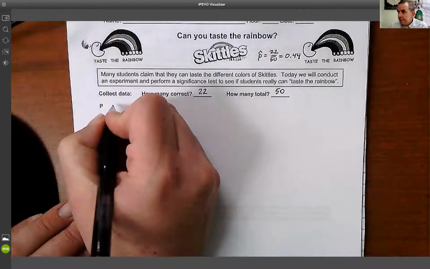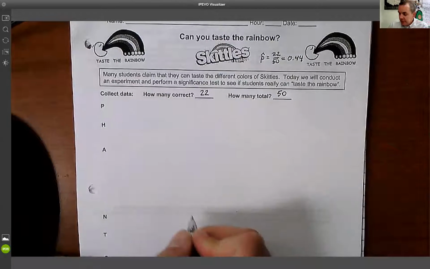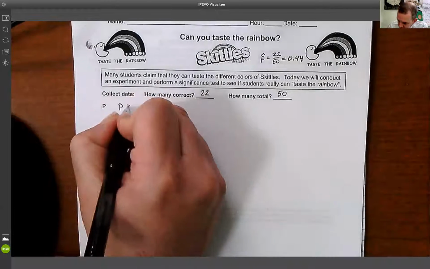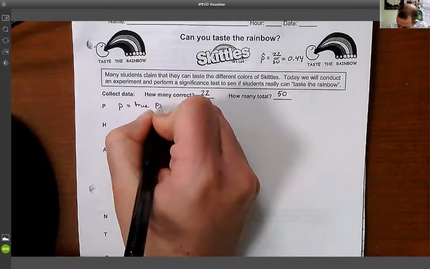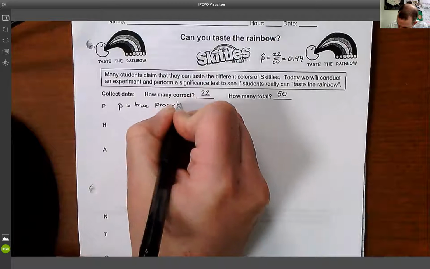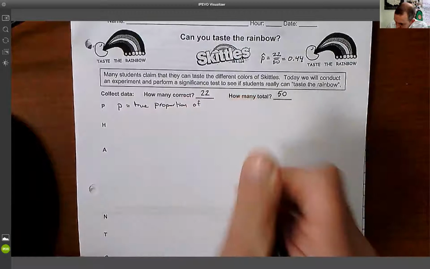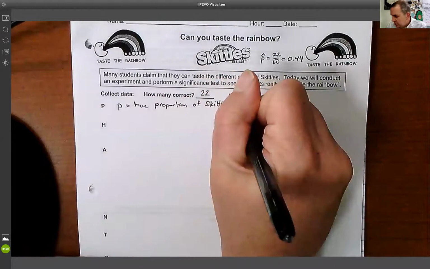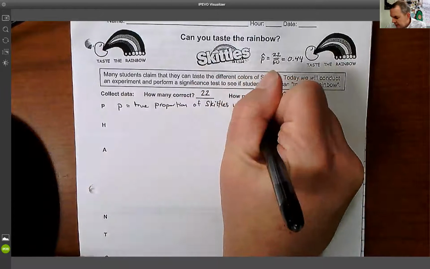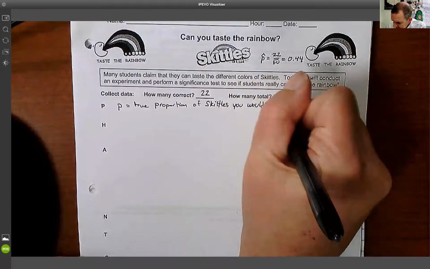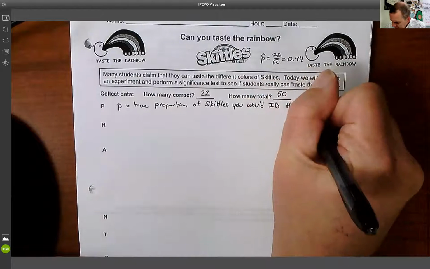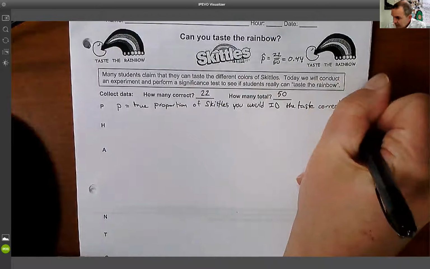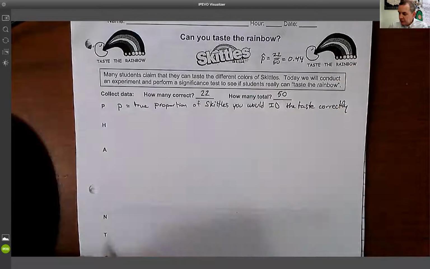So we use the acronym PHANTOMS. P stands for defining your parameter and context. So P would be the true proportion of Skittles you would identify correctly by taste. Okay, that's our P.